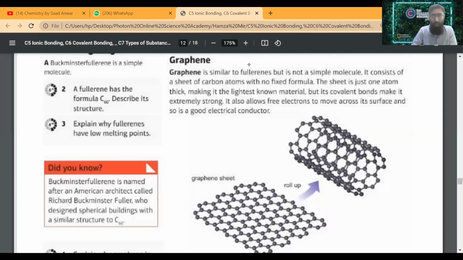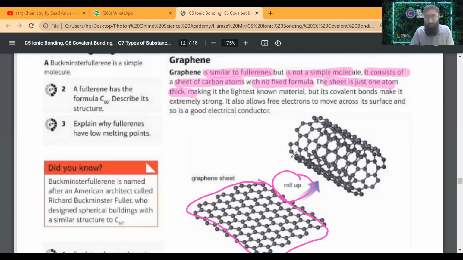The answer to this question is also written in our textbook. Why is graphene not a simple molecule? You see, graphene is similar to fullerene, but it's not a simple molecule. It consists of a sheet of carbon atoms with no fixed formula. A lot of carbon atoms are joined together. The sheet is just one atom thick. When we roll up that sheet, we make a tube like that, making the lightest nanomaterial, but its covalent bonds make it extremely strong. You can write the answer up to here.